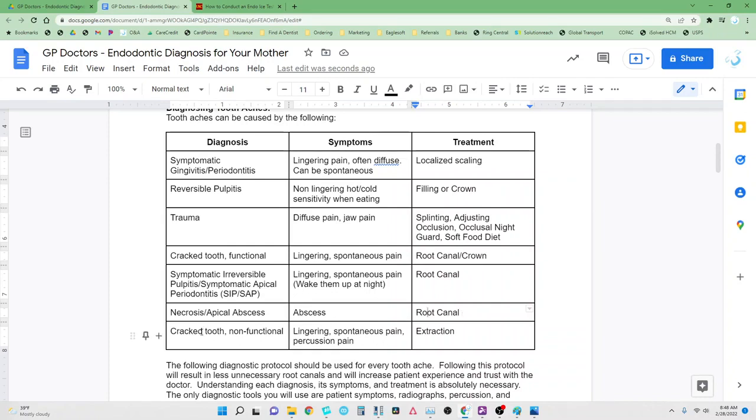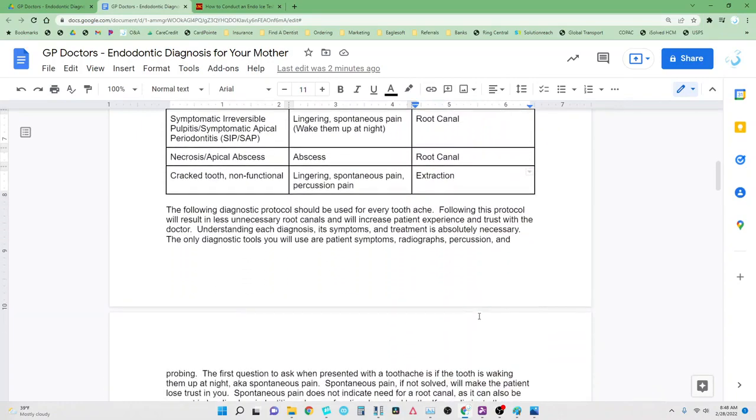Okay. The final diagnosis is a cracked tooth that's non-functional. What does that mean? A tooth that has been either split all the way down the middle or that has a crack down the root that allows bacteria to continually invade the periodontal ligament area, and it will never be functional again, even if we try to do a root canal, even if we try to do a crown, okay? So what is the diagnosis with that, or what's the treatment? We're going to do an extraction, okay?